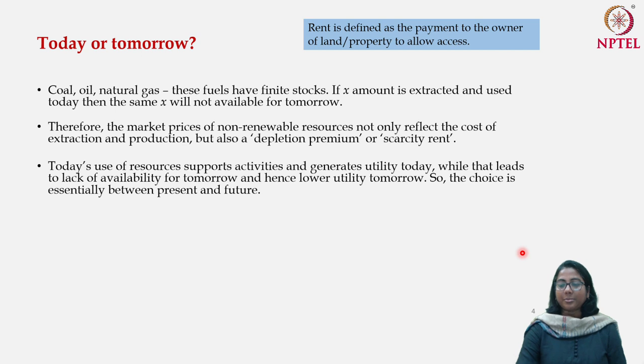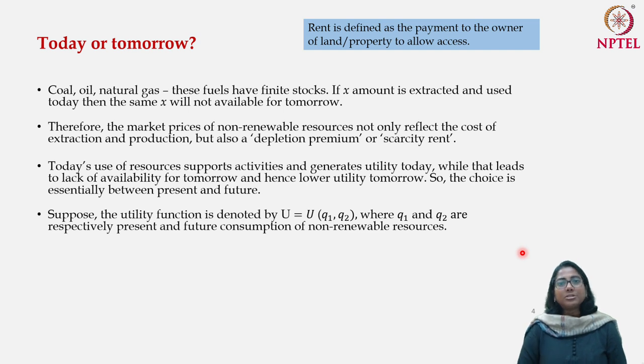Let us try to develop a theoretical model. This is a very basic fundamental theoretical model, and there are a lot of advancements on this, but we are just exploring the beginning. Suppose the utility function of the economy, or you can think about the consumer, is denoted as U = U(Q1, Q2). Q1 is the present consumption of the non-renewable resources, and Q2 is the future consumption of non-renewable resources.